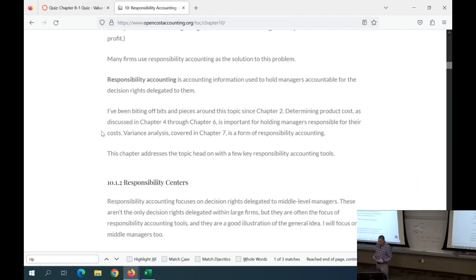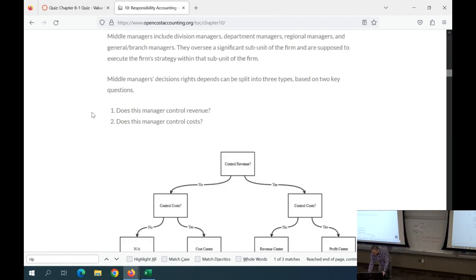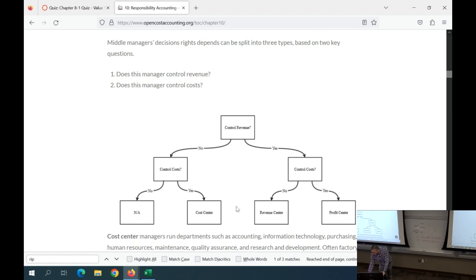So responsibility accounting is attempting to tie responsibility for the decisions as those decisions move around the firm, because they have to be decentralized. The decision rights are going to move around. So we're going to define responsibility centers. And there are 3 definitions here, and there's a 4th one we'll add later. So what decision rights you have could be cost decision rights, revenue decision rights, or profit decision rights, which of course is revenue minus cost.